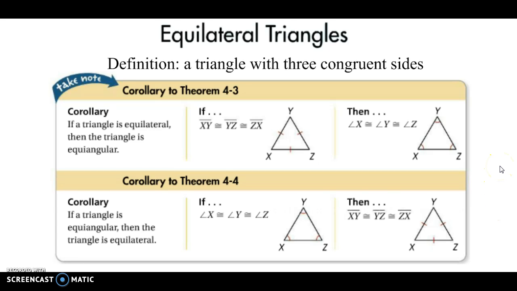Just as a side note, if you have an equilateral triangle, then you should know specifically what the angle measures are equal to. Because if all 3 angles are congruent and the sum of angles in a triangle is 180, 180 divided by 3 is 60. So when you have an equilateral triangle, each angle in that triangle is 60 degrees.